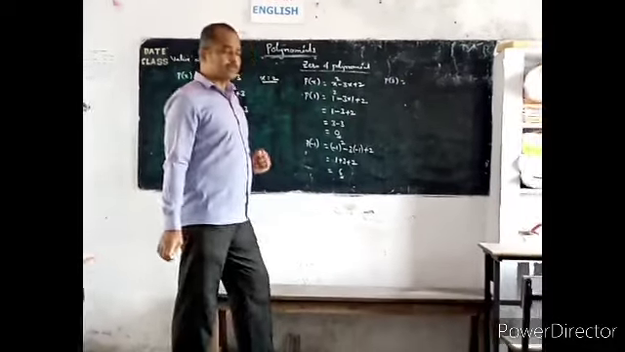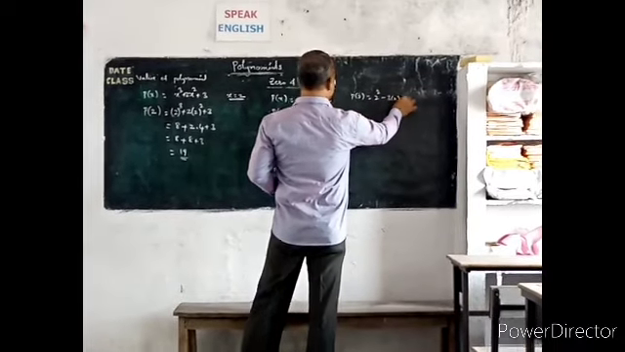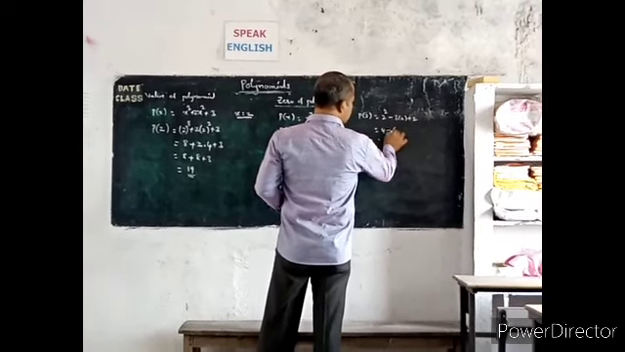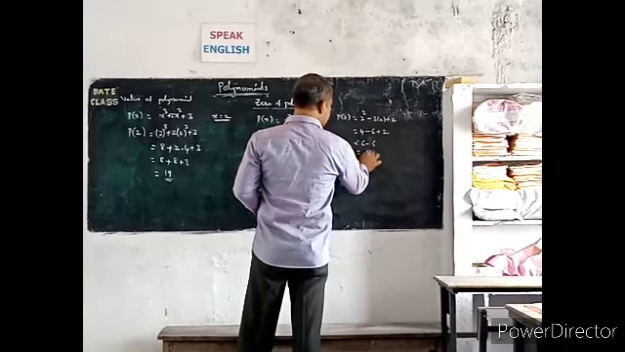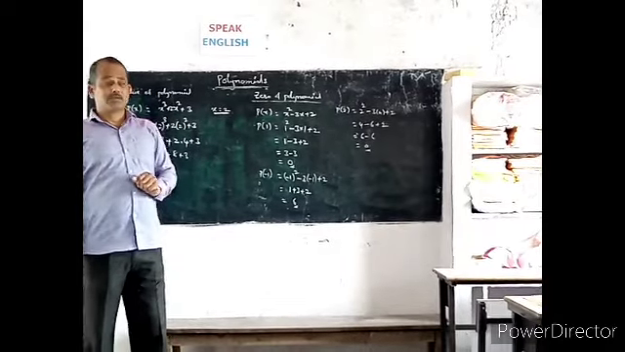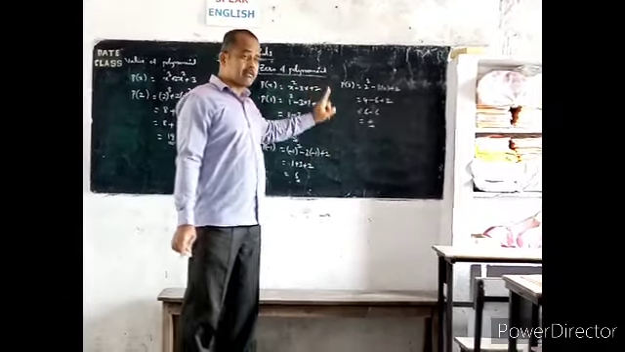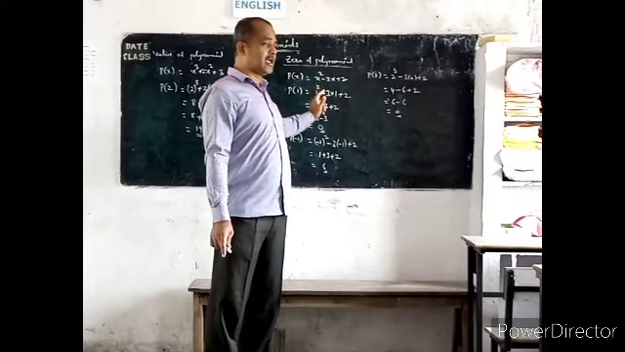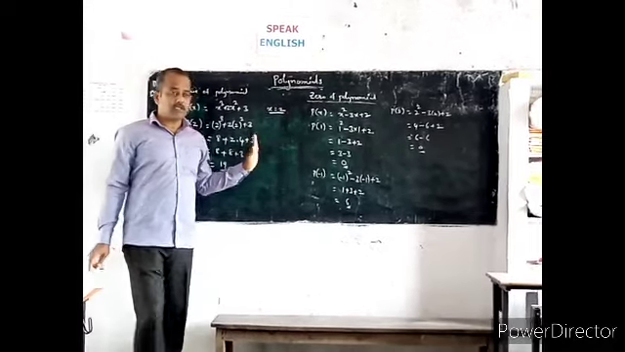In the same way, find P of 2. 2 square minus 3 into 2 plus 2. 2 square is 4. Minus 3 into 2 is 6, plus 2. 4 plus 2 is 6, minus 6 is 0. Now we are getting 2 zeros. So it is called the 0 of the polynomial. When we substitute a certain value, if it gives 0, that is called the 0 of the polynomial or root of the polynomial.